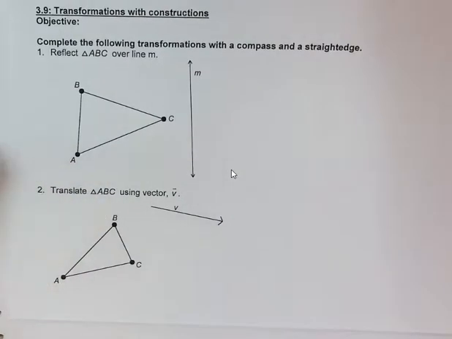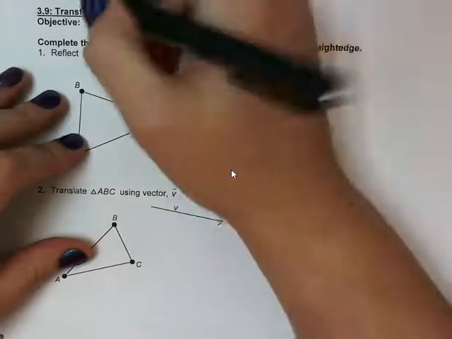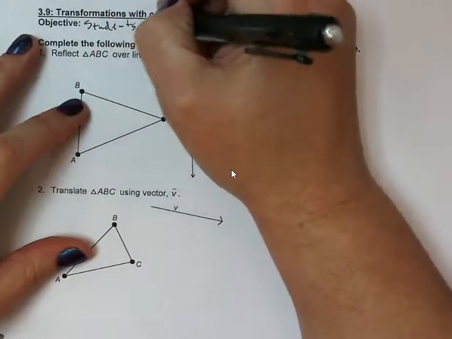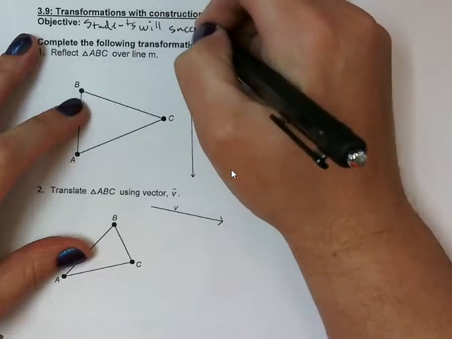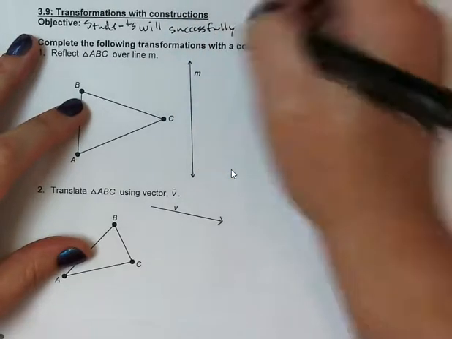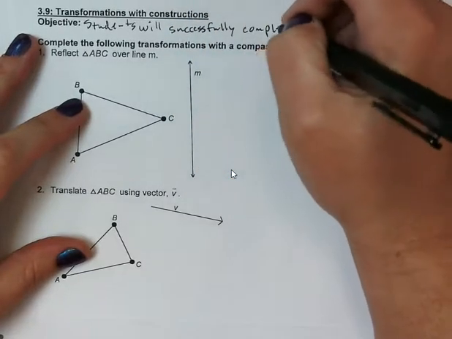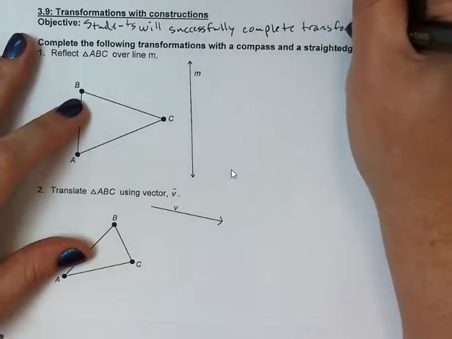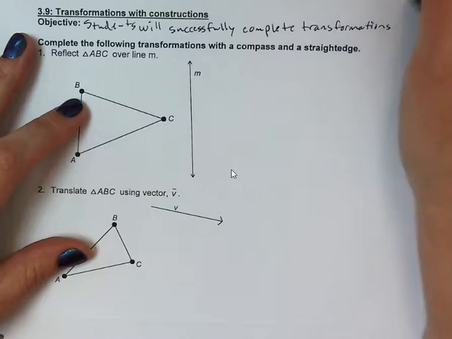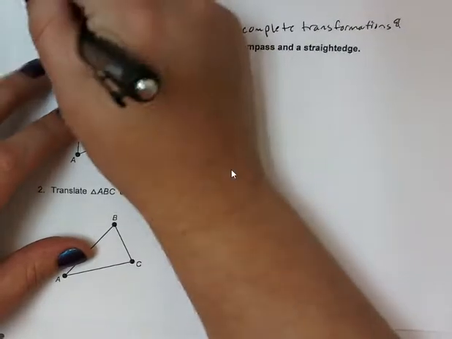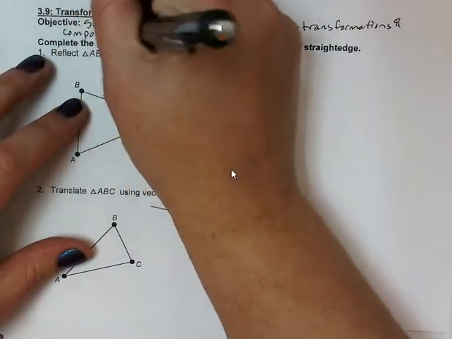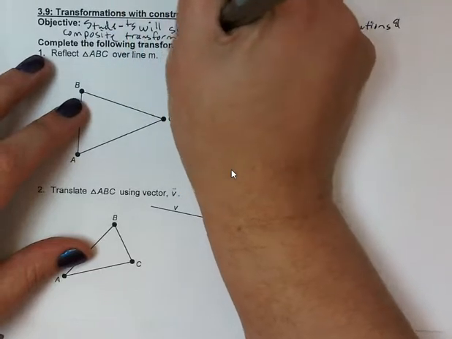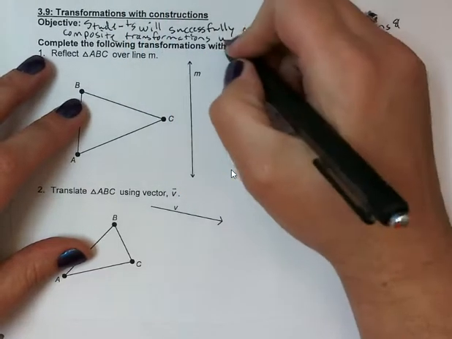Okay, section 3.9, transformations with constructions. Our objective is students will successfully complete transformations and composite transformations using constructions.